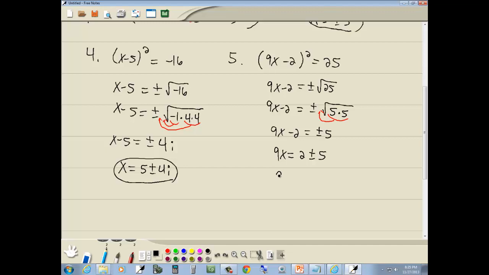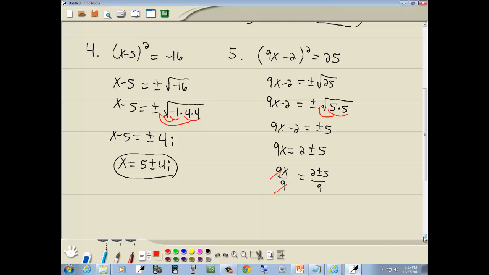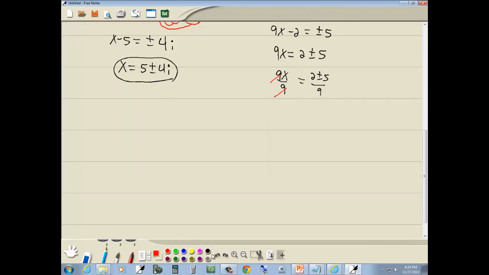We're trying to get the x by itself, so we're going to divide both sides by 9, and those 9s are going to cancel. And we got x is equal to 2 plus or minus 5 over 9. Now, if your radical disappears completely, it's probably a good idea to split them up into two separate pieces. What that plus or minus means is we got x is equal to (2 plus 5) over 9, and x is equal to (2 minus 5) over 9.